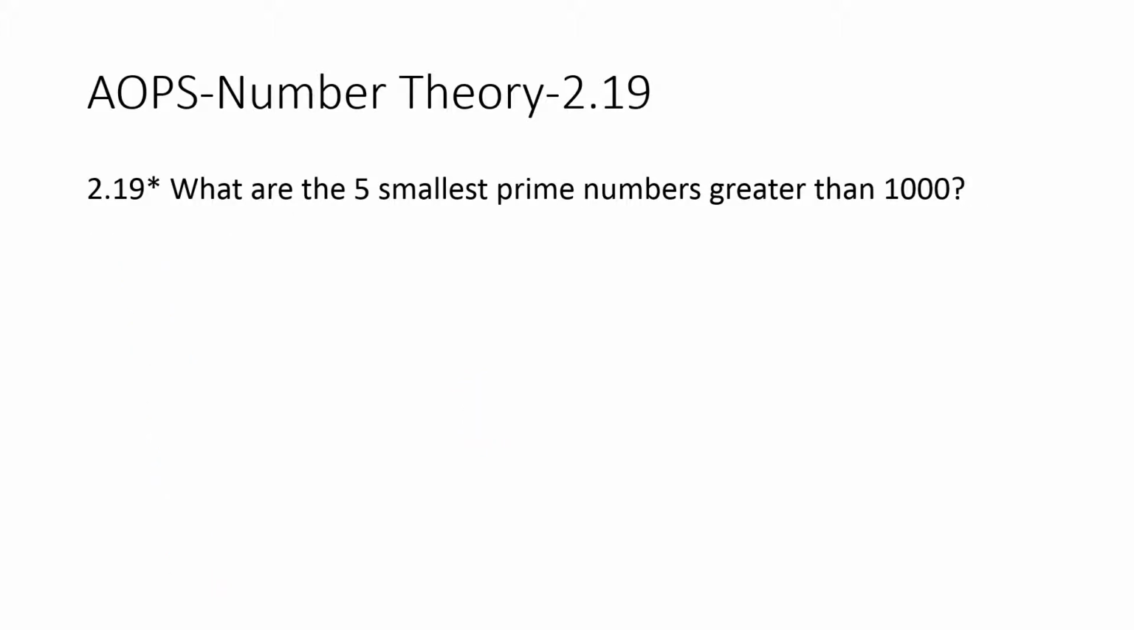AoPS number theory 2.19. What are the 5 smallest prime numbers greater than 1000? So since 37 squared is equal to 1369, that means we only have to test all the prime numbers up to 37. So that would be 2, 3, 5, 7, 11, 13, 17, 19, 23, 29, 31, and 37.